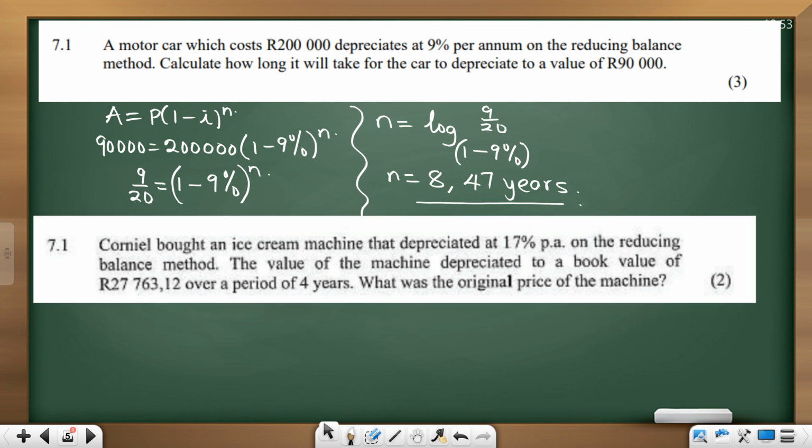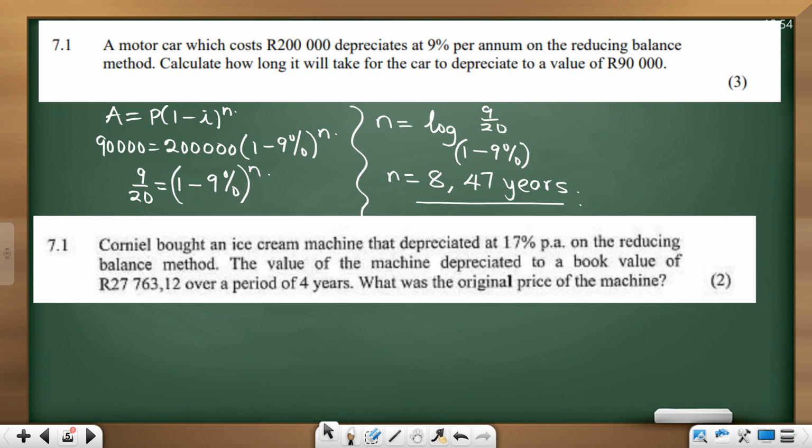Please, I know that the final answers in financial maths are always the place where we get knocked off. Is that okay? It's 8,47 years. And we're done. So please, guys, don't let's make those mistakes. It's not 8 years, 5 months. This is not 5 months.